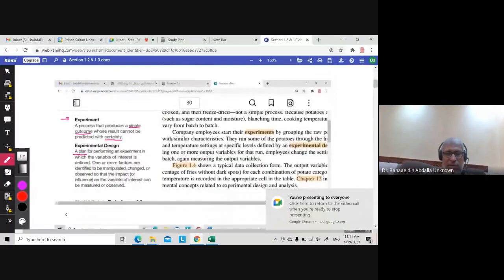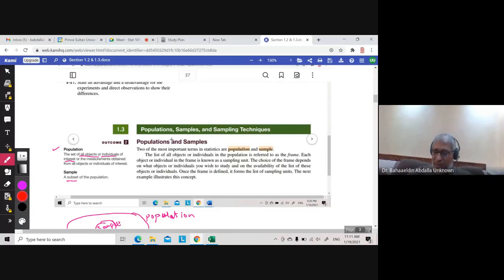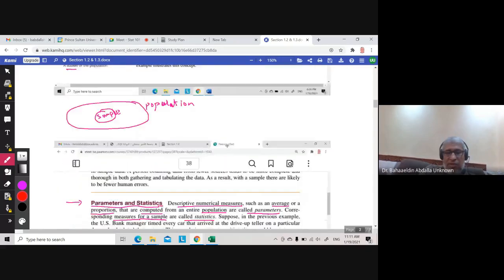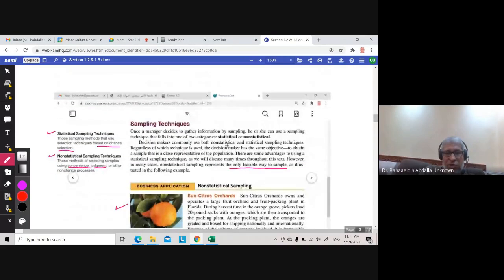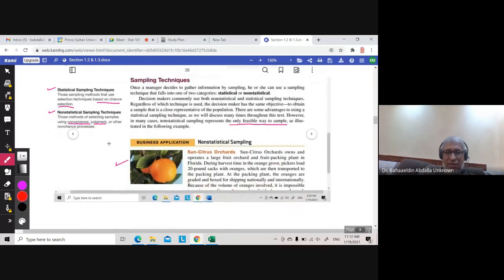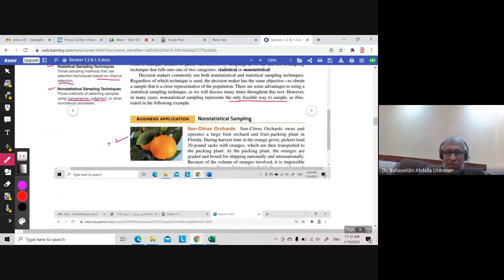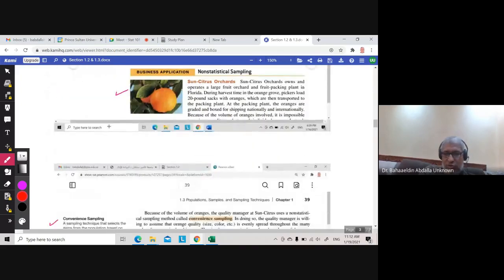And it's about population samples. We mentioned the difference between populations and samples, and then the different sampling techniques. And we said that there are two kinds of sampling techniques: statistical sampling techniques, which are based on chance selection, or non-statistical sampling techniques based on accessibility and ease, like convenience or judgment.